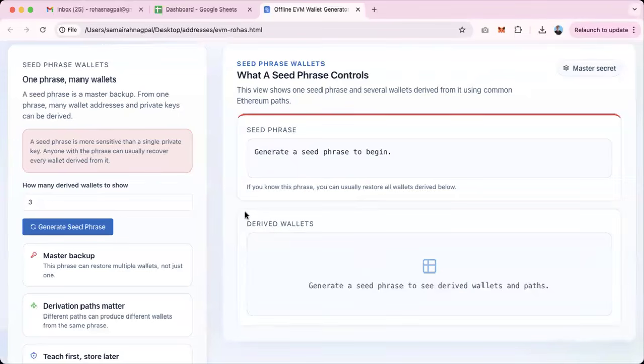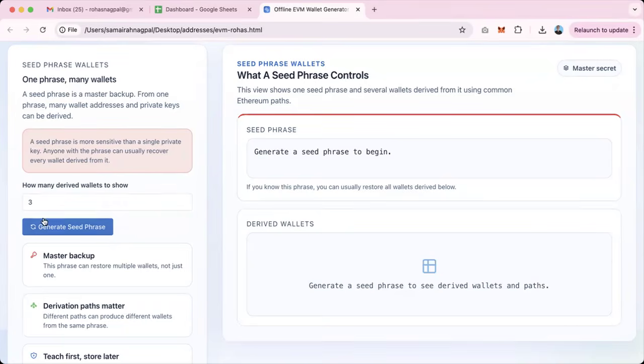Yeah, perfect. Now this is an interesting concept called the seed phrase wallet. Earlier, what I've been showing you is that we generate a private key, and from that private key, we generate an address. But now we have a system where first we generate a random bunch of words, and from that random bunch of words, unlimited wallets can be created across a lot of chains.